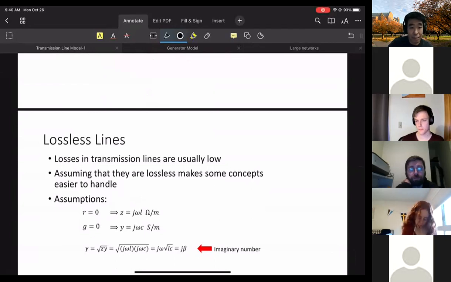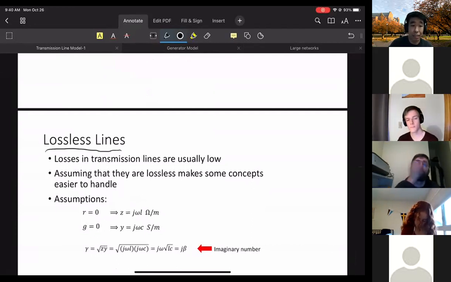And you'll see this assumption quite a bit whenever we work with stability limits or whenever we want to do large-scale calculations. So this is actually an important statement. If you read a paper, for example, on power system stability, 90% of the paper will start by saying, we assume lossless lines. They'll say we assume lossless lines and go from there.